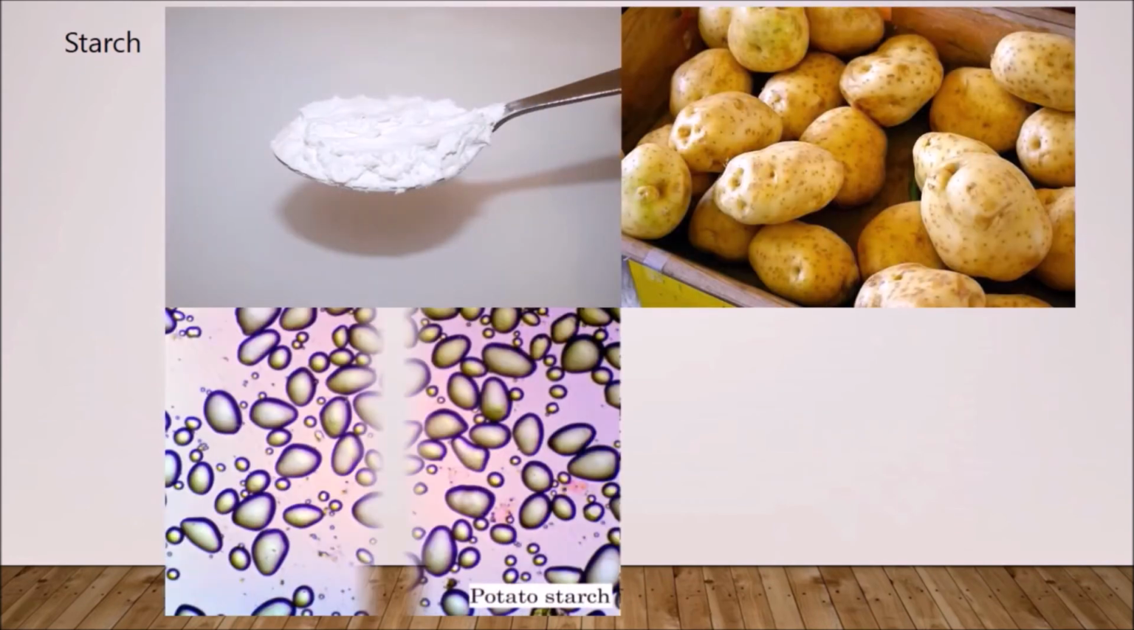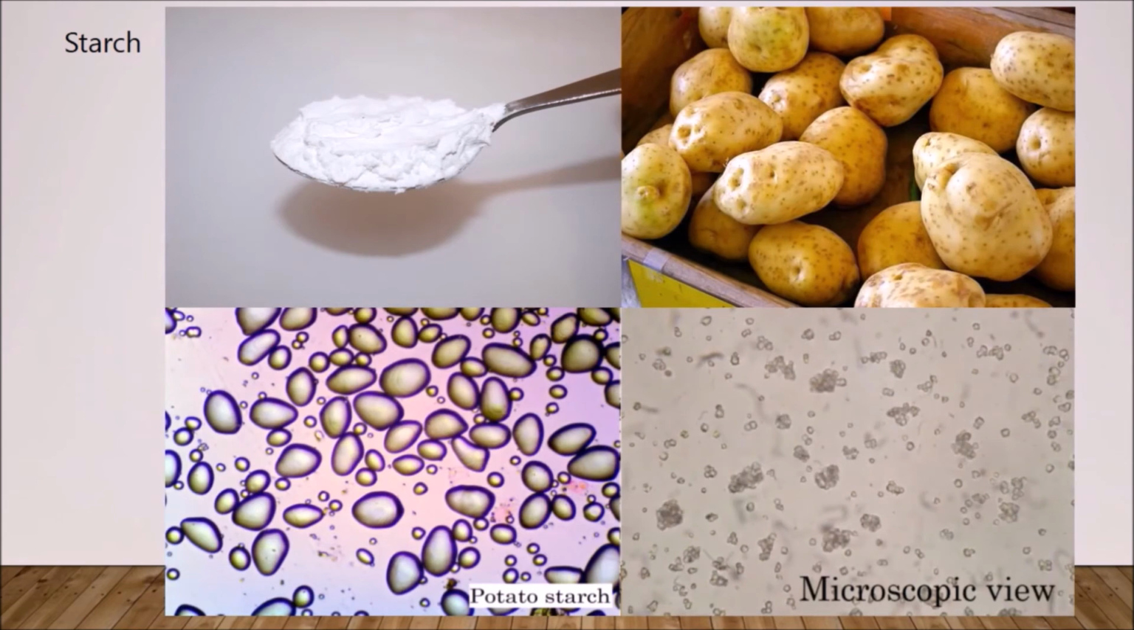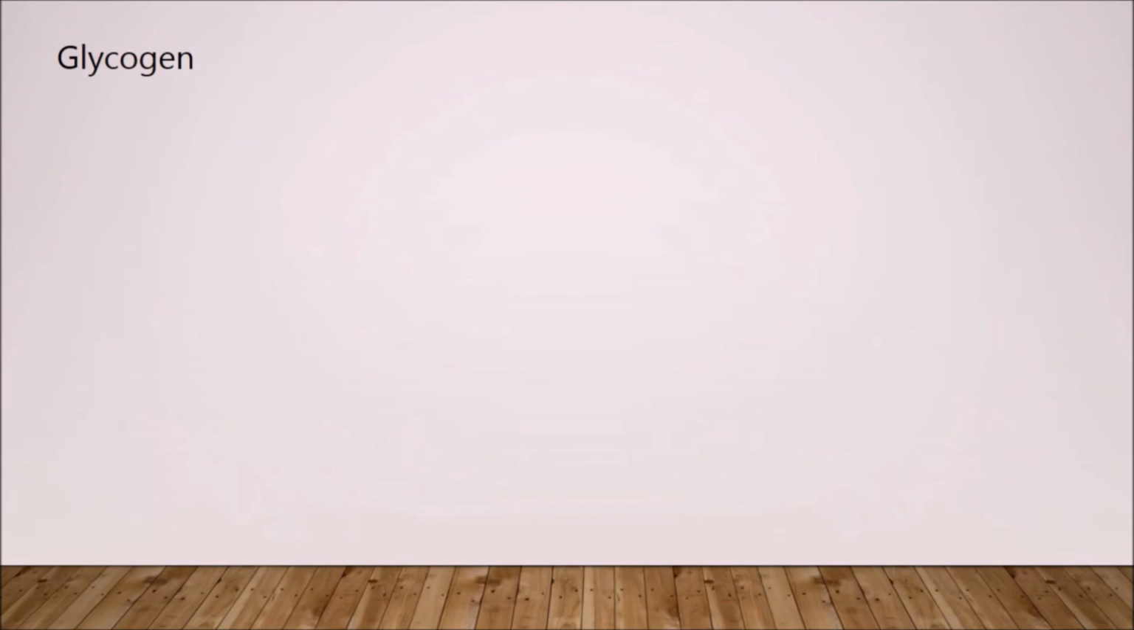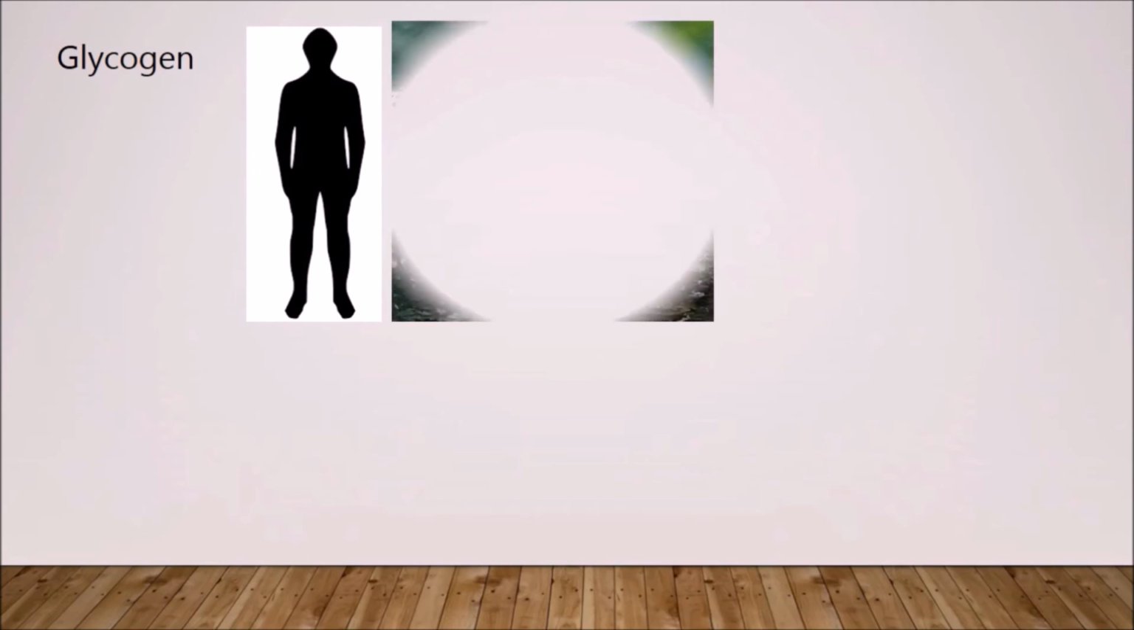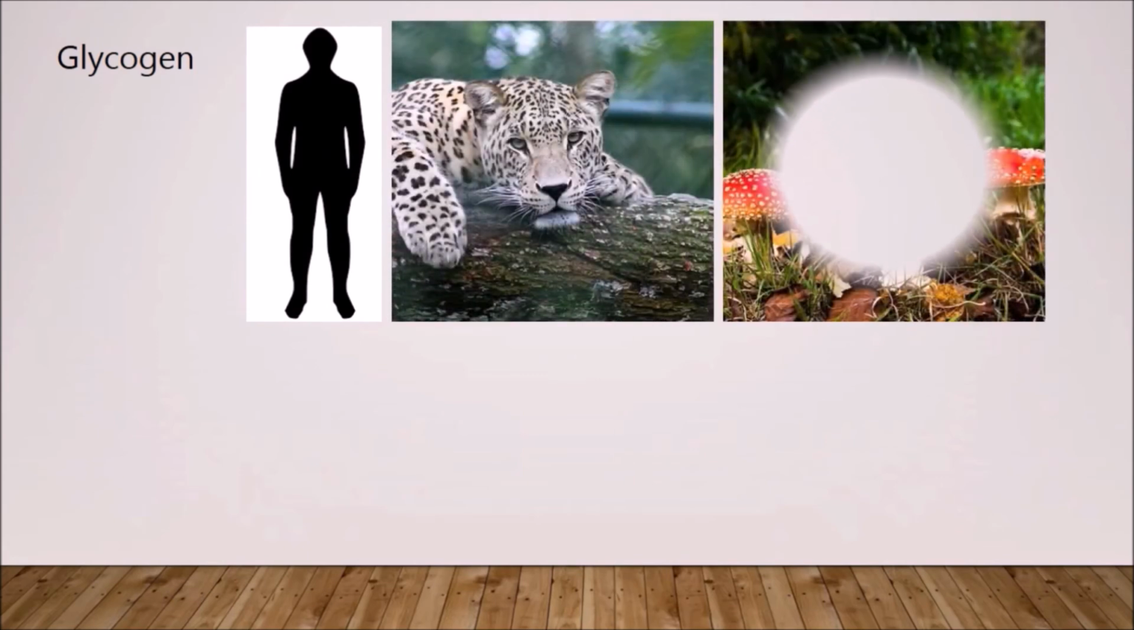First one, starch. Starch is the storage form of sugar in plants, and it is made up of a mixture of two polysaccharides named amylose and amylopectin. Plants produce glucose during photosynthesis, and excess glucose is converted into starch and is stored in different parts of the plant body. Glycogen. It is the storage form of glucose in humans and in other vertebrates and fungi.